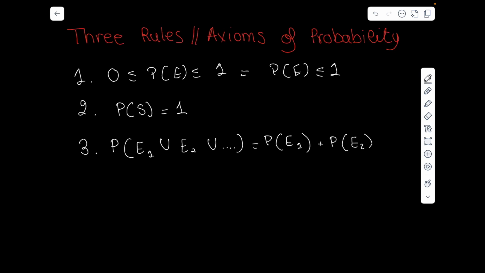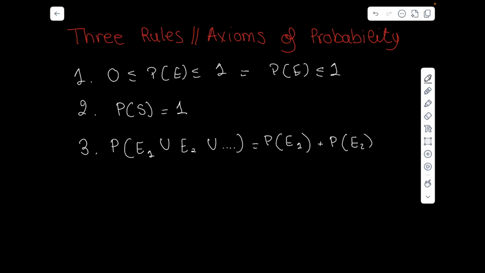Mathematicians came up with 3 formal rules, or axioms, that any valid probability must follow. The first one is that the probability of any event E must be between 0 and 1. So an impossible event gets probability 0, and a certain event gets probability 1. The second one is that the probability of the whole sample space is 1. This is because something from S has to happen.